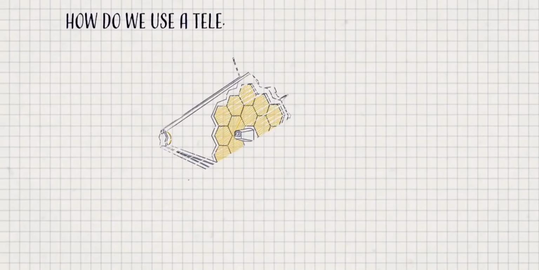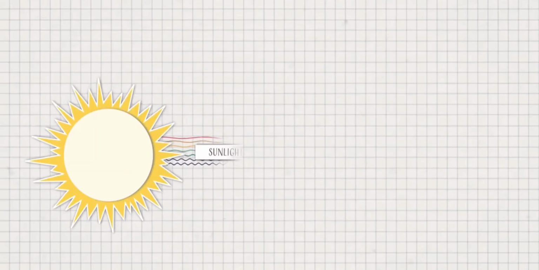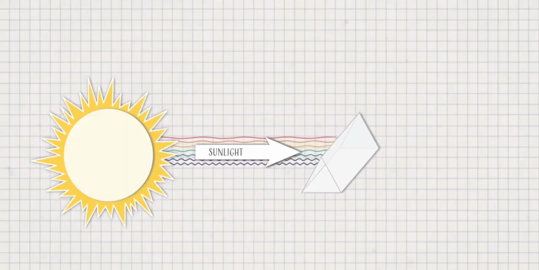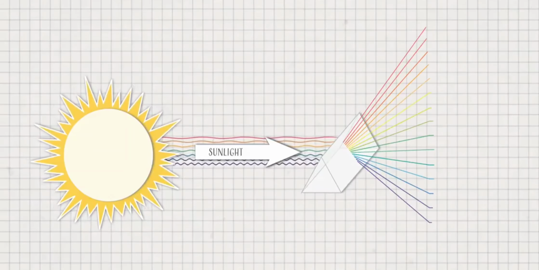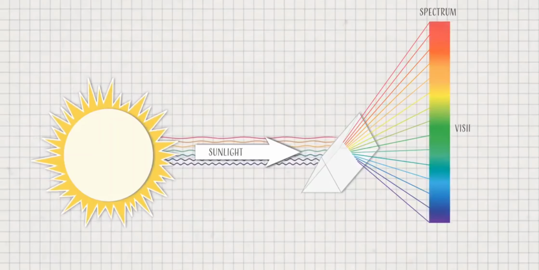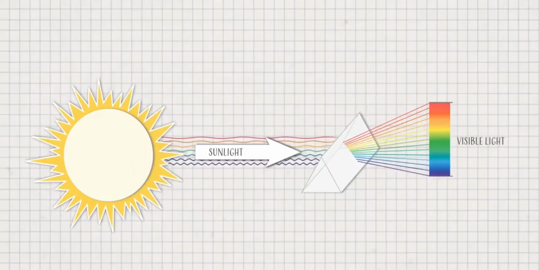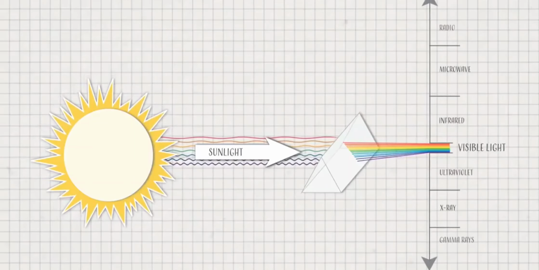So how do we use a telescope to read transit light? Stars emit light at many wavelengths. Like a prism makes a rainbow, we can separate light into its separate wavelengths. This is called a spectrum. Visible light appears to our eyes as the colors of the rainbow, but beyond visible light there are many wavelengths we cannot see.